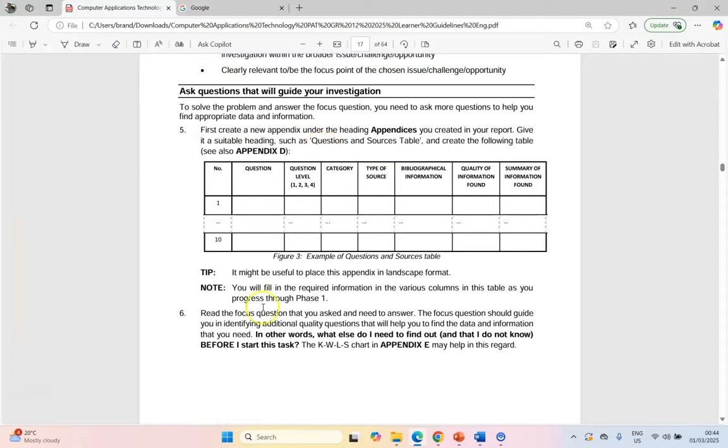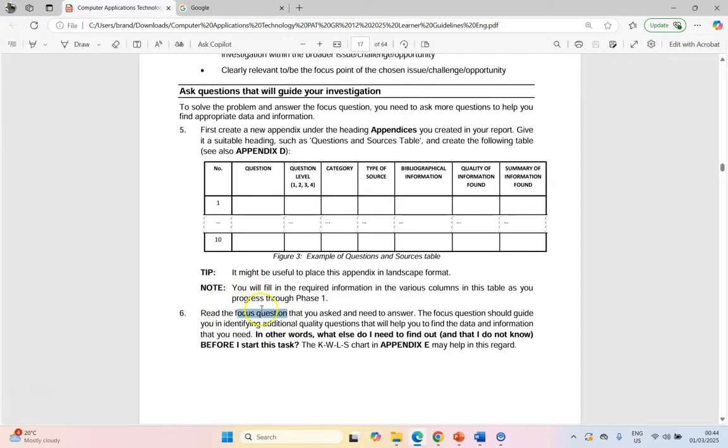The key thing here is to remember your focus question. So looking at your focus question, you now need to find additional quality questions that are going to help you find information that you need for this topic. When we are going to write these questions down, they must be related to what you are trying to find out for your focus question.